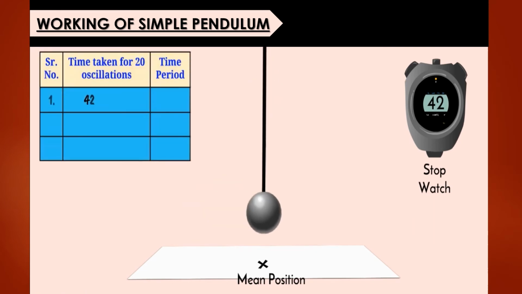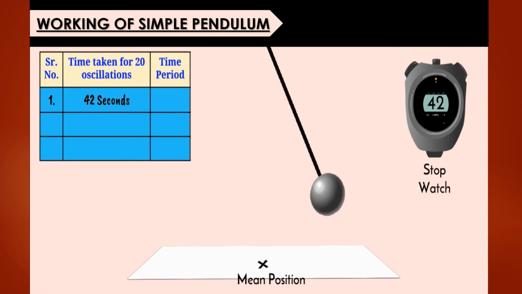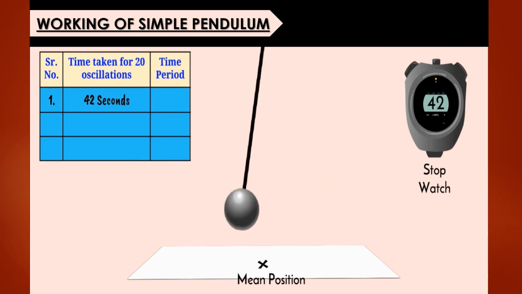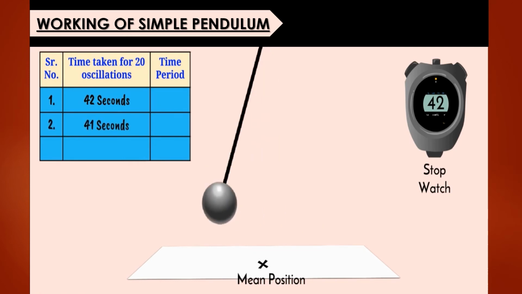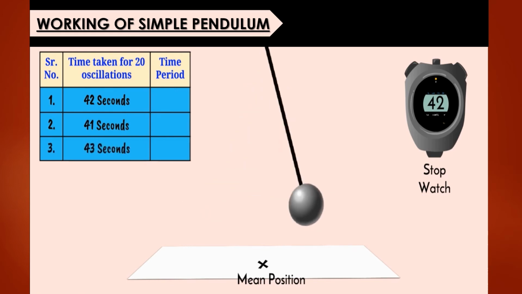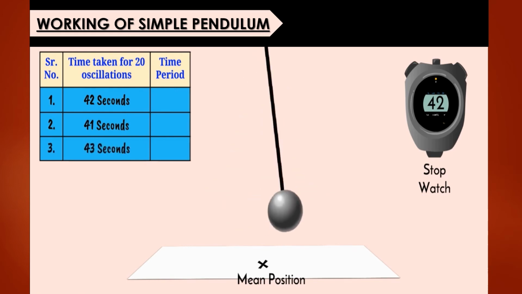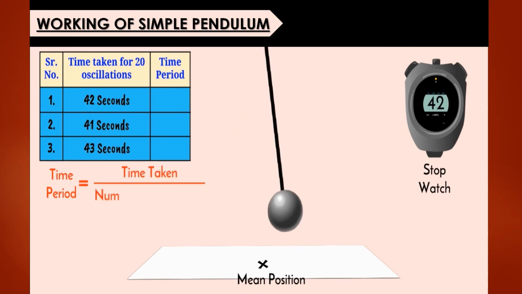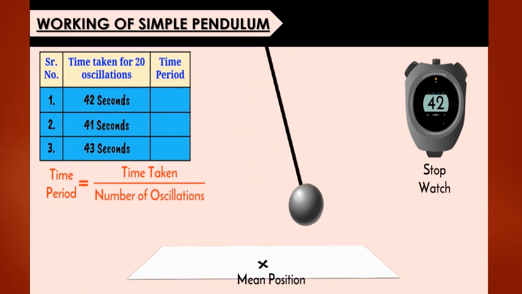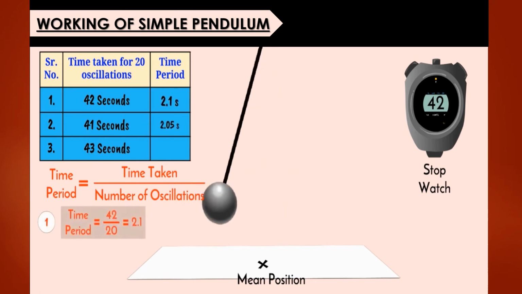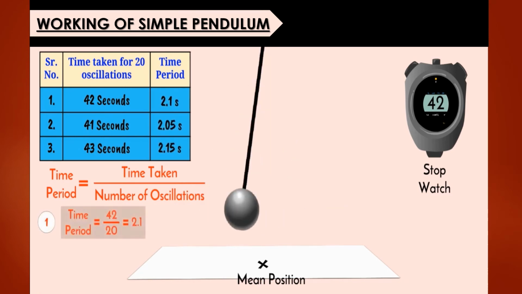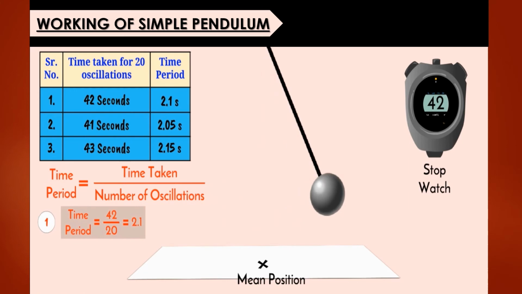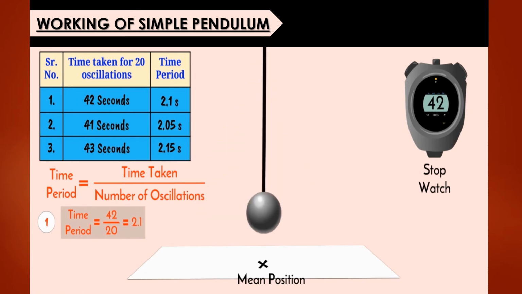Make a table and record the time to complete 20 oscillations. Take a few more readings performing a similar activity. For each reading, calculate the time period of the pendulum by dividing the time by the number of oscillations, that is 20. Is the time period the same in all the cases? Yes, you will find that the time period is the same in all the cases.